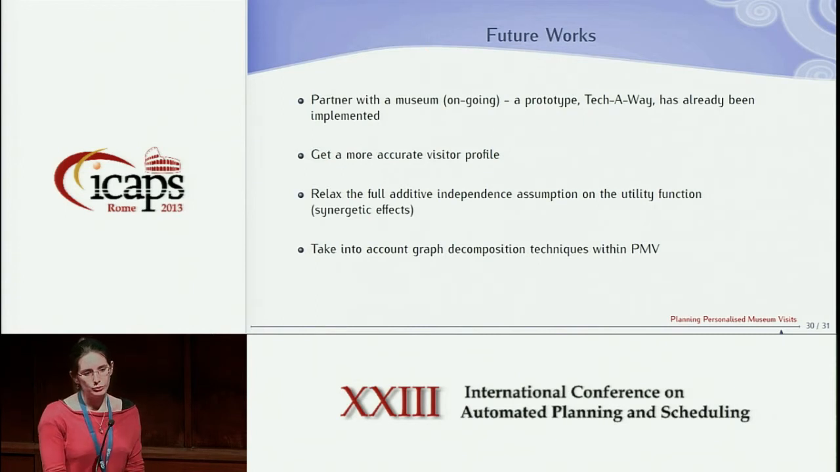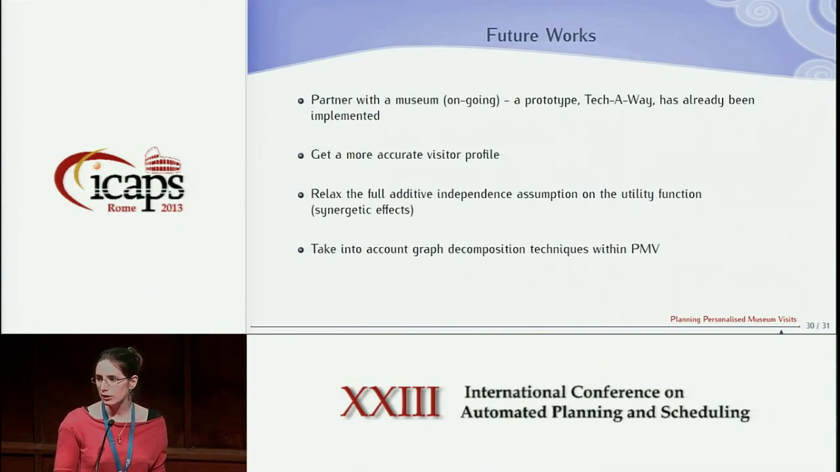So about future work, we have an ongoing partnership with the museum, and we have already implemented a prototype of such a tool. The prototype is called Takeaway. We now want to have a more accurate visitor profile. So with a partnership with the museum, we will probably get some true information and some statistics about visitors and what they want to see in the museum. So this will give us more accurate utilities for visitors.